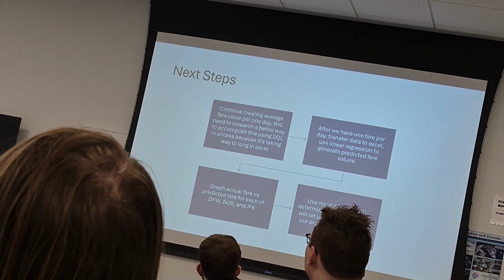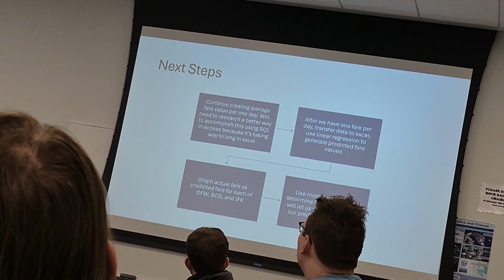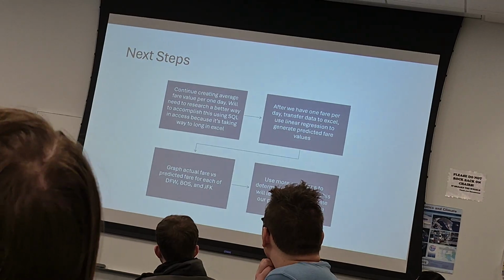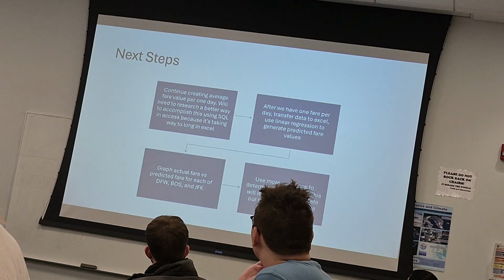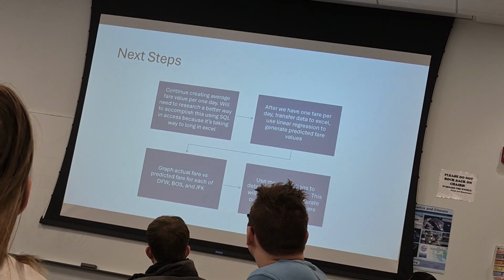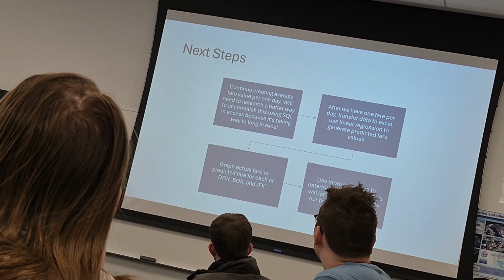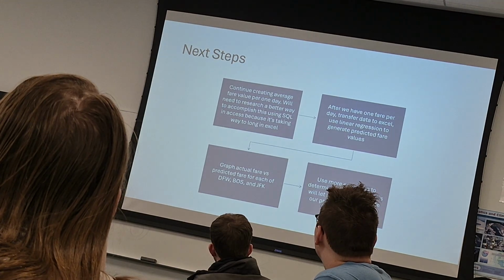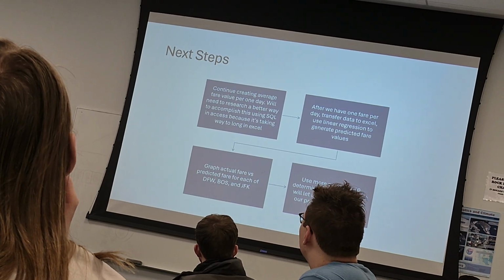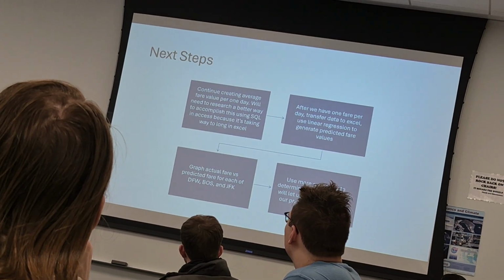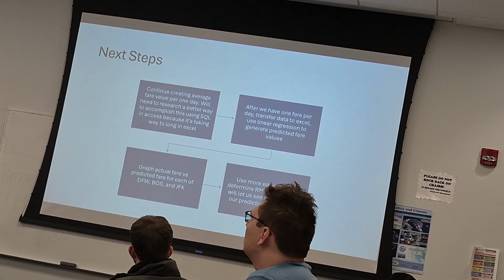So the next steps: continue creating these average fare values per day. Excel using the average function is taking way too long, so I'm going to figure out a way to write some code to make it easier. After I get that done, then put it all back into Excel, use linear regression to generate the predicted fare values, then graph the actual fare versus predicted fares for each of the destinations, and then use some more equations to figure out the RMSEs and see how accurate our predictions were versus the actual values.